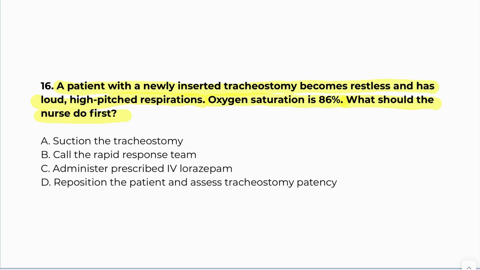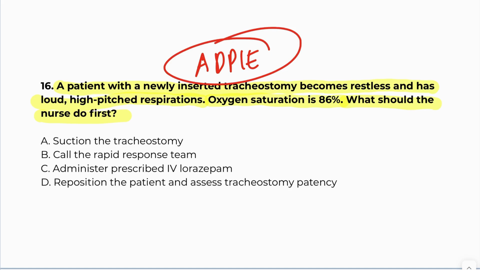Because three of the choices are definitely going to be good answers, but what NCLEX wants you to do is follow ADPIE first, right? That's kind of their rule, right? So based on that, what is the one that you want to do first? If you look at that process, it starts with letter A, and A stands for assessment, right? So guess what? The correct answer is reposition it.